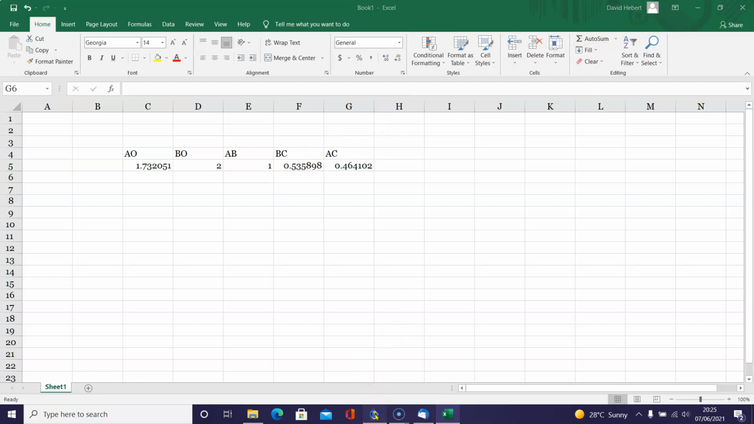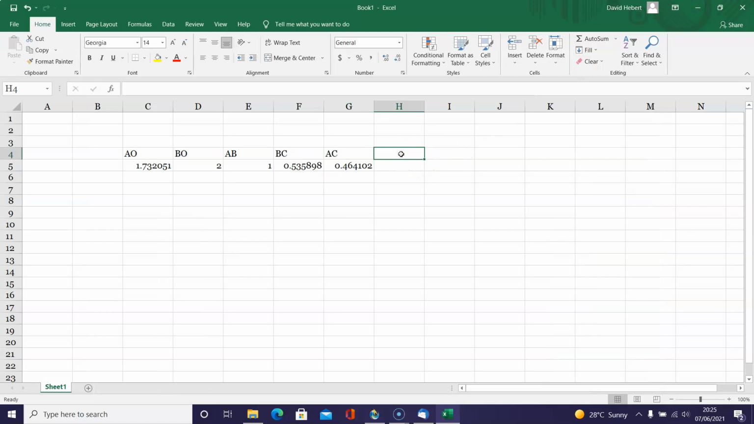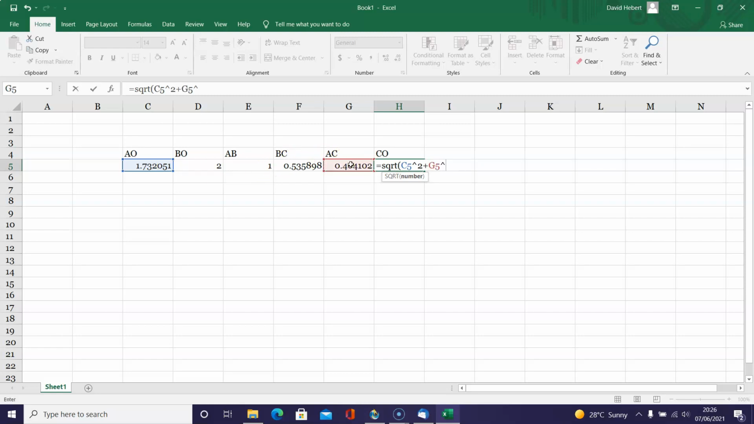Now then, let's go look at our diagram. All right, so I now have this piece, I have this piece, I have a right triangle. I can now determine OC. So that's what I'm going to do now, but I'm going to call it CO. And CO is going to be the square root, because I know I'm dealing with Pythagoras' theorem. It's going to be the square root of AO squared plus AC squared.